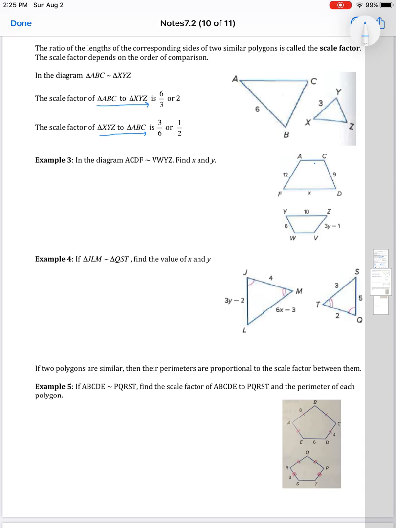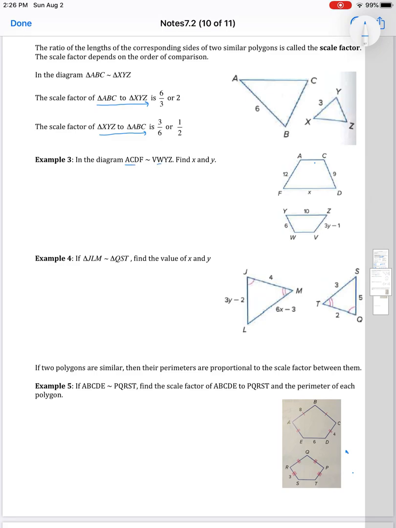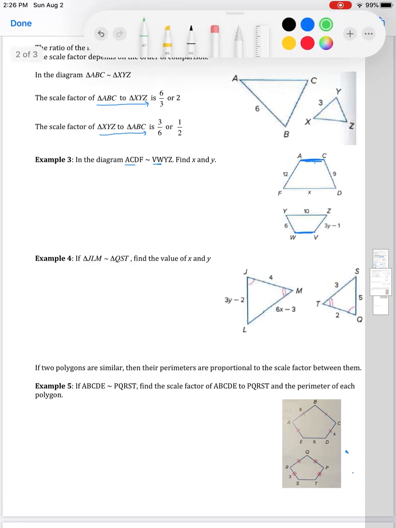Don't create your own. All right, so let's incorporate some algebra here. In the diagram, we have 2 figures that are similar. We have to find X and we have to find Y. What could be helpful is to use some colors. We only have sides marked. So I know that AC goes with VW, and I'm going to highlight those blue.